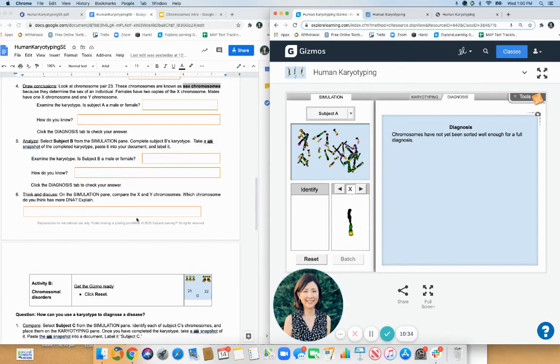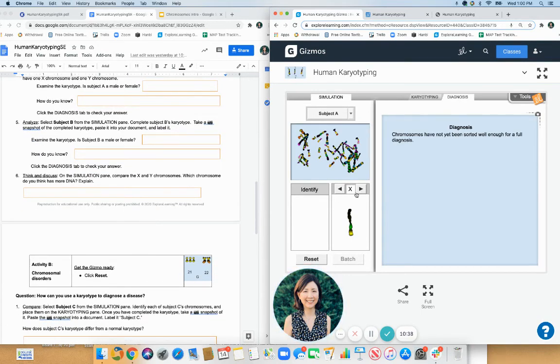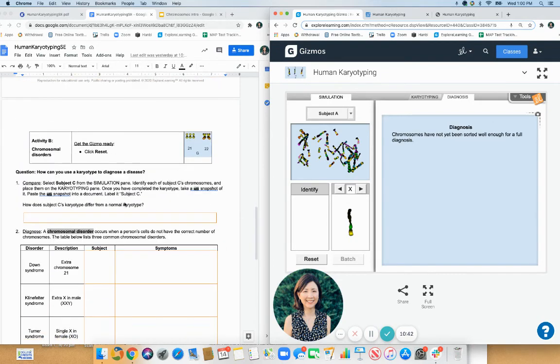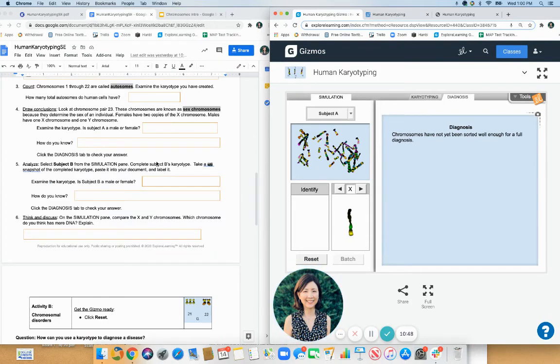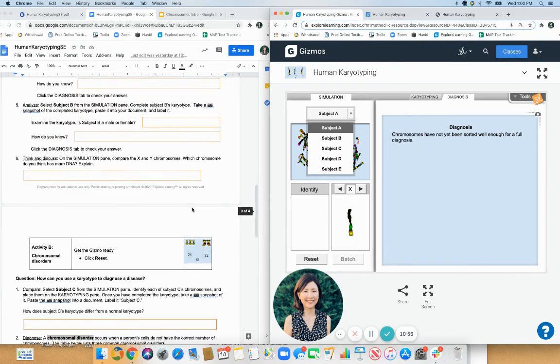And then you're going to compare the X and Y on the simulation, which one has more DNA. Okay, then you're going to do the same for subject B. So you're going to do A and B. And obviously, one of them is going to be female, one of them is going to be male.